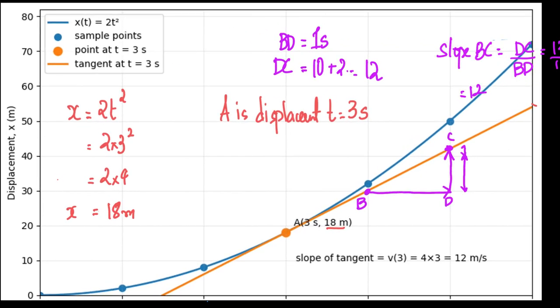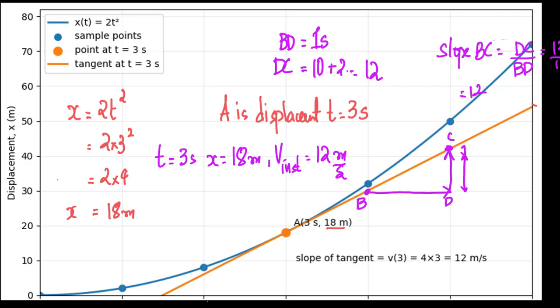So when x is equal to 18 meters, at time t is equal to 3 seconds, what is the corresponding displacement? It is 18 meters. And what is the velocity at that instant? It is correspondingly 12 meter per second. How do we get this? We draw a tangent at A and then find the slope of the tangent, which gives us 12 meter per second.